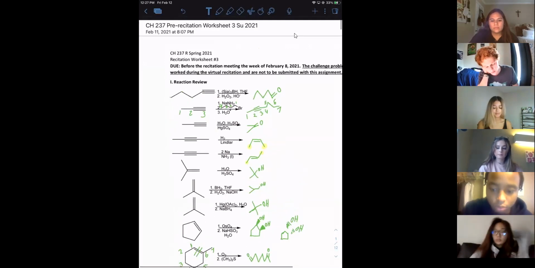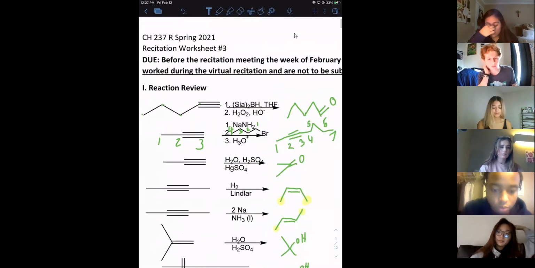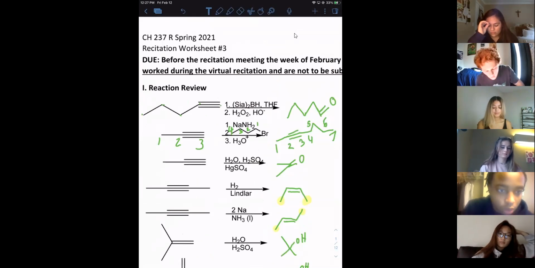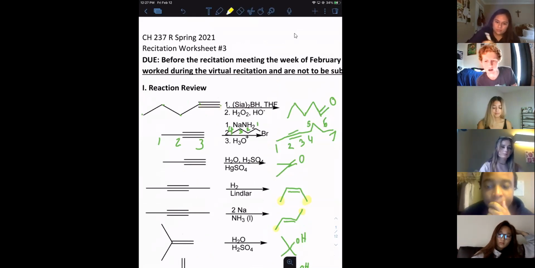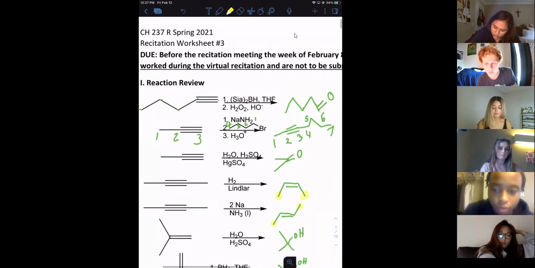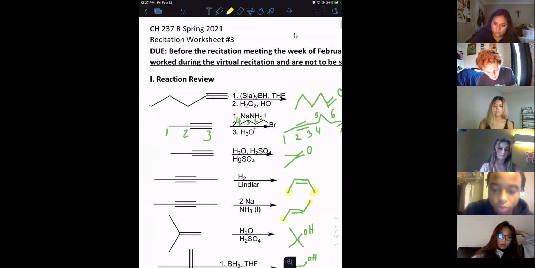So for the first one, we're just talking about the same way you guys have been doing anti-Markovnikov addition across the double bond, and then basically it's being oxidized all the way down to an aldehyde. And so that's something that's just a reaction you guys need to know.